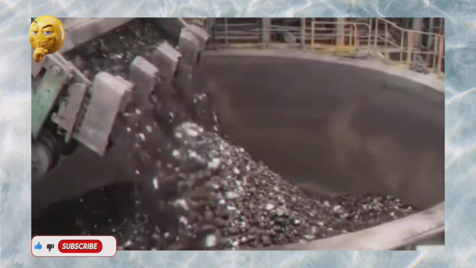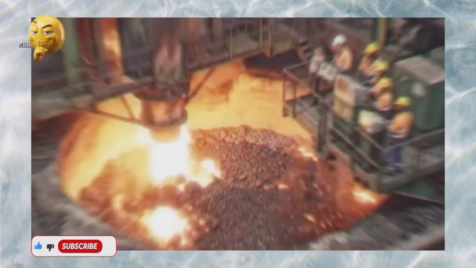Vibrating screens separate the ore by size. Oversized pieces are crushed again until uniform. The goal is simple: prepare the ore for refinement.